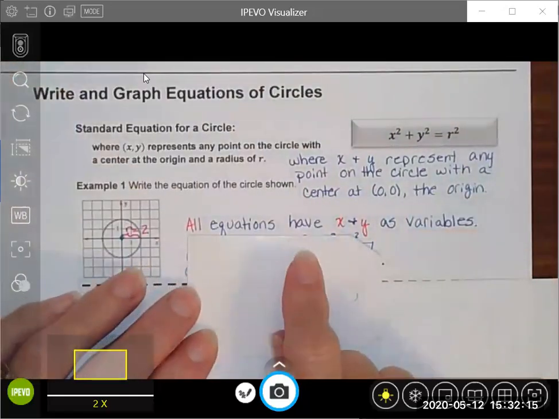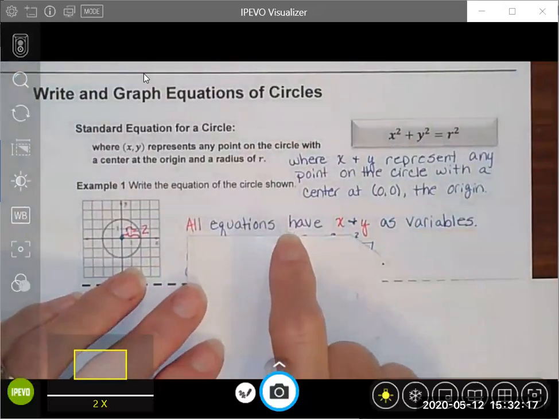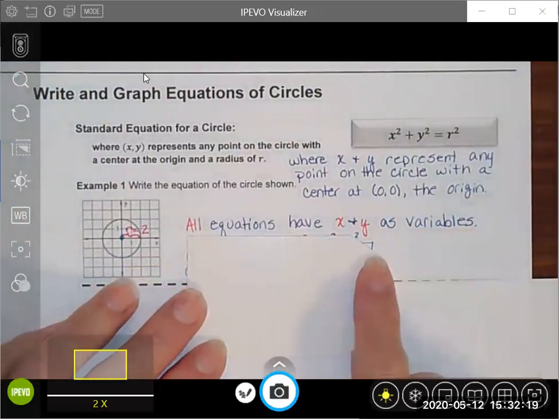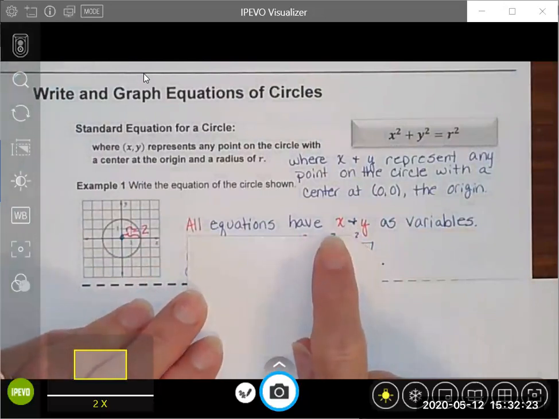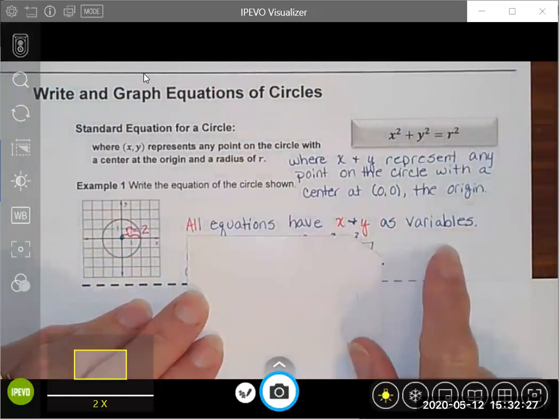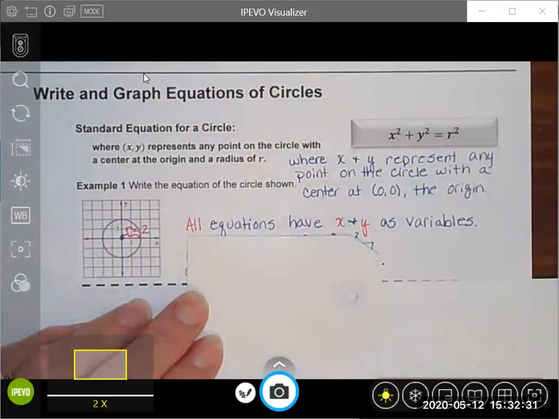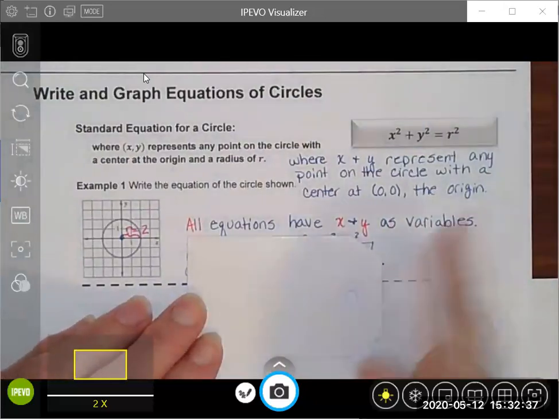One thing I noticed that a lot of my students try to do is, when they get to writing equations of circles, they try to find numbers to put in for x and y. But folks, all equations for circles have an x and a y as variables. The x and y in our equation will always be variables. So you're never going to replace the x and y with numbers. They are just always variables.